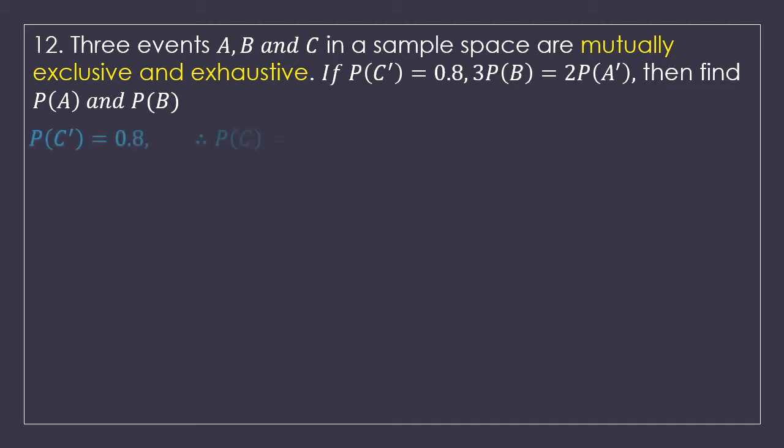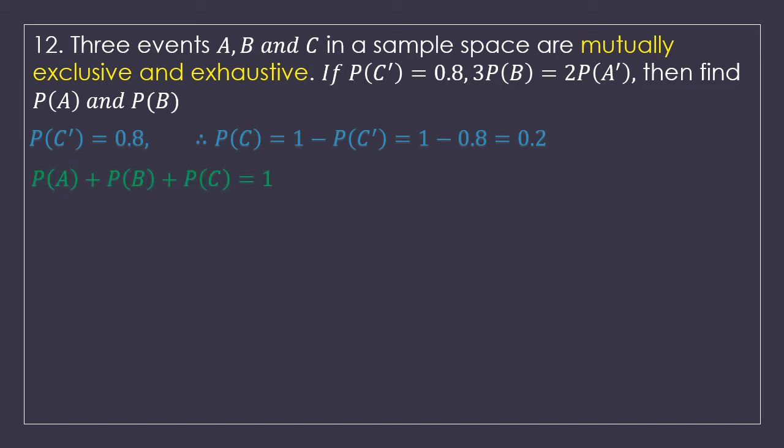Now P(C dash) is 0.8. So dash is a complementary event, which means 1 minus the complementary event will get us the original event. So P(C) is 1 minus P(C dash), that is 1 minus 0.8, that is 0.2. We need this. Now these events are mutually exclusive and exhaustive, so naturally P(A) plus P(B) plus P(C) is 1.